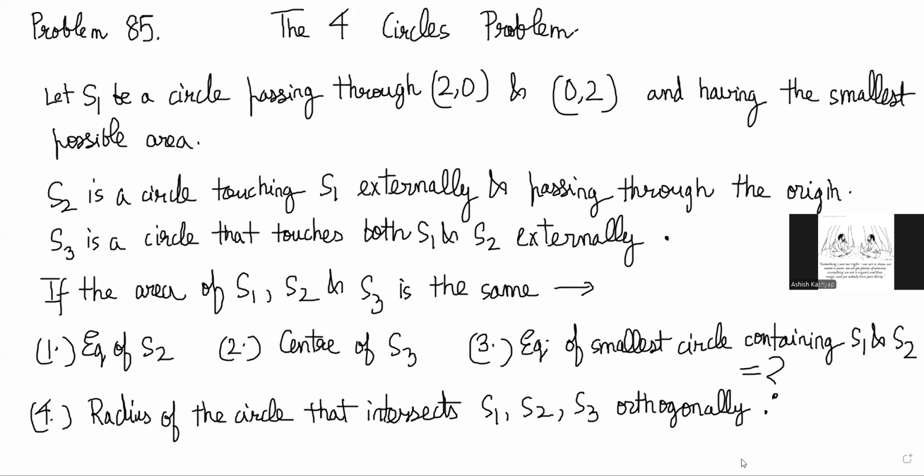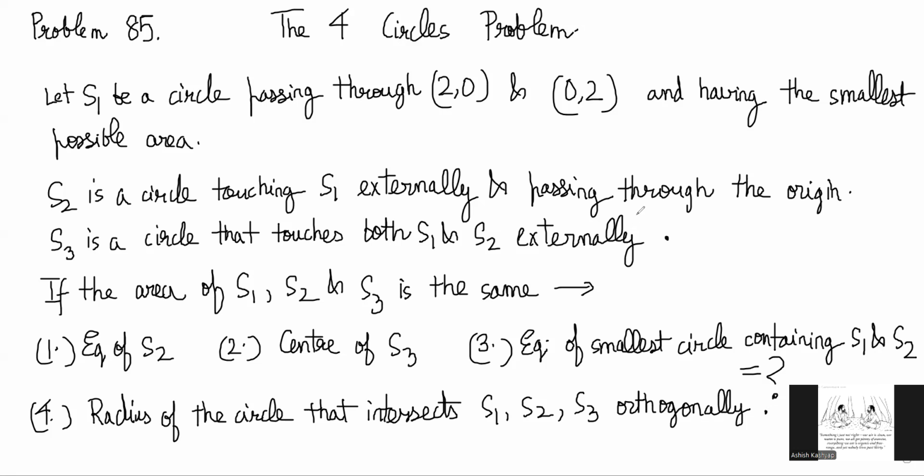So there are multiple things to find out in this problem. And the only way to approach this is to start from the beginning and slowly figure out each circle equation. So let's start by figuring out the S1, S2, and then S3 equations. Once we have that, we'll be able to answer many of these questions, right? So our attention should be on this part right now. S1 is a circle that passes through (2, 0) and (0, 2), and it has the smallest possible area, right?